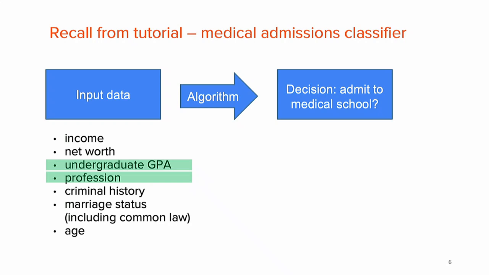Some probably struck you as pretty clear cut, right? I wasn't there for your tutorial, so if you wound up reaching different conclusions, let me know. But I did talk with many of your TAs. I assume many of you do want to apply to medical school someday. So a classifier system trying to classify who should be admitted to medical school based upon previous data should definitely take into account undergraduate GPA. There's no controversy there. And maybe profession too is pretty clear cut, right? Profession is going to be very relevant to whether someone is going to be a good doctor or not.